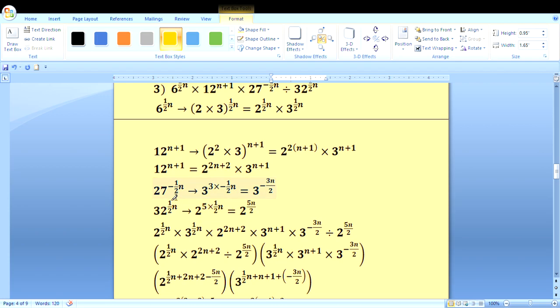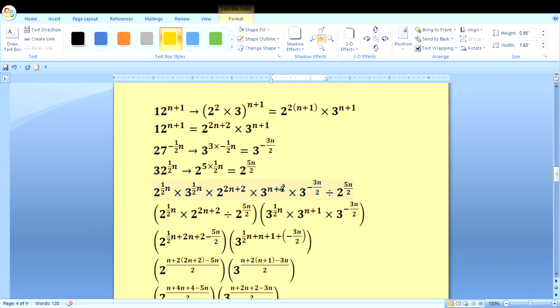For 27 raised to minus half n, it can be expressed as 3 raised to 3 times minus half n, and it becomes 3 raised to minus 3n over 2. Then for 32 raised to half n, 32 is the same thing as 2 raised to 5, times the power half n. This becomes 2 raised to 5n over 2. So we put them into the expression, okay? And eventually this becomes this.